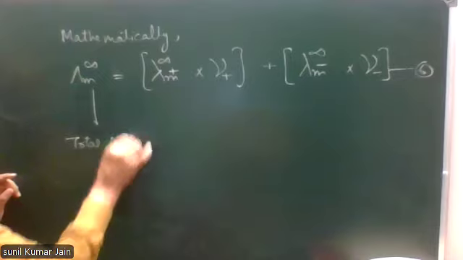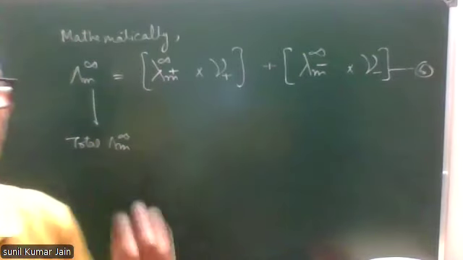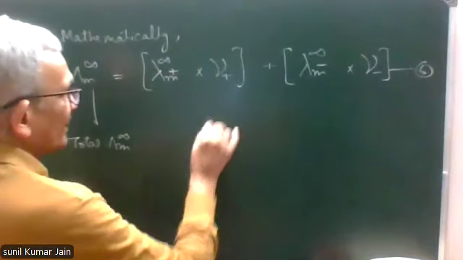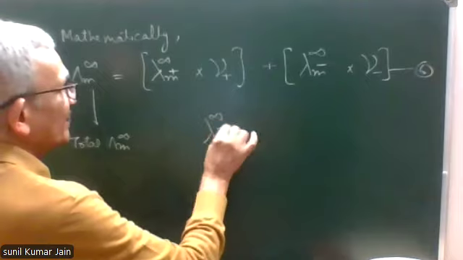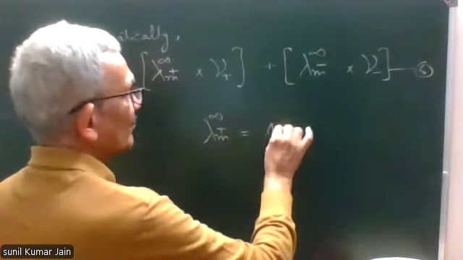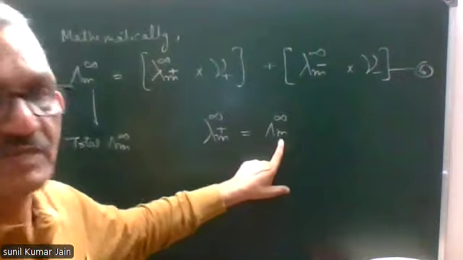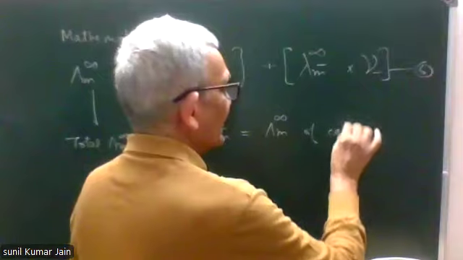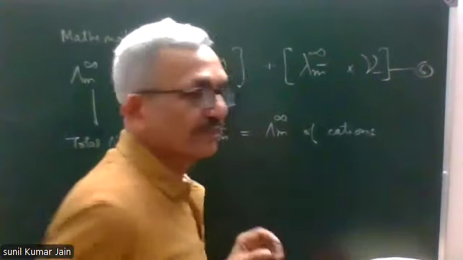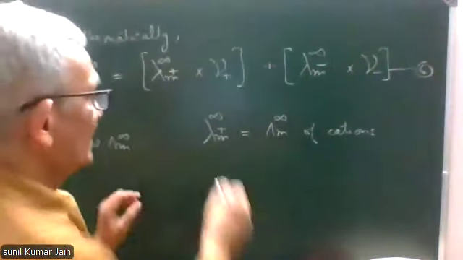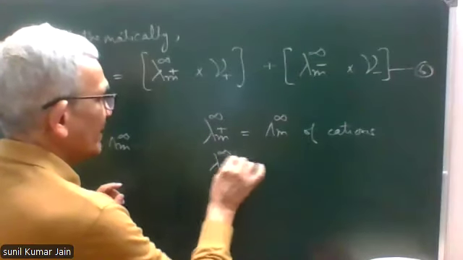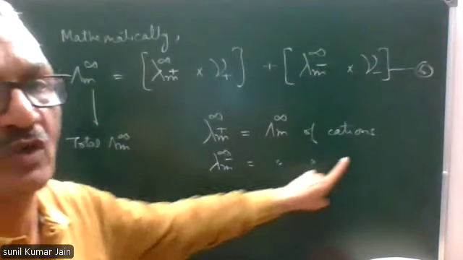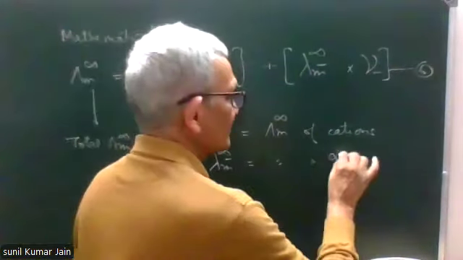Lambda m infinity, total molar conductivity at infinite dilution. Now lambda m infinity plus is the molar conductivity at infinite dilution of cations. Plus means cations. Lambda m infinity minus means molar conductivity at infinite dilution of anions.